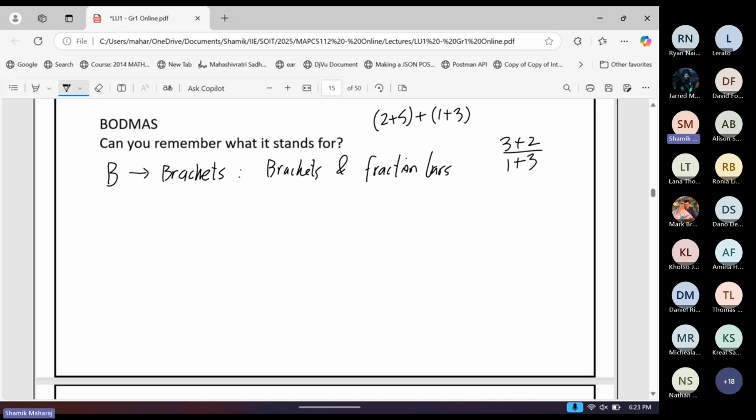That's the same thing that happens with the fraction bar. Numerator, denominator, we work with it separately, and then we simplify at the end. Okay, so that's an interesting one.